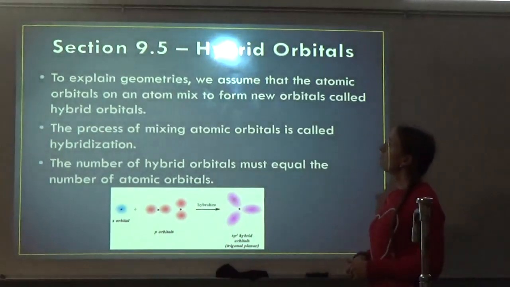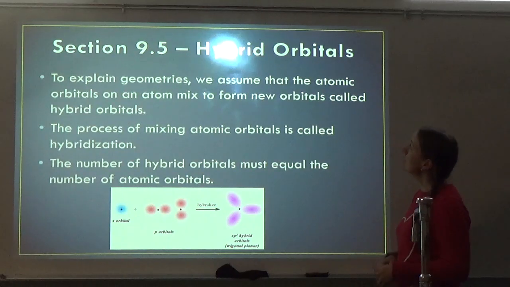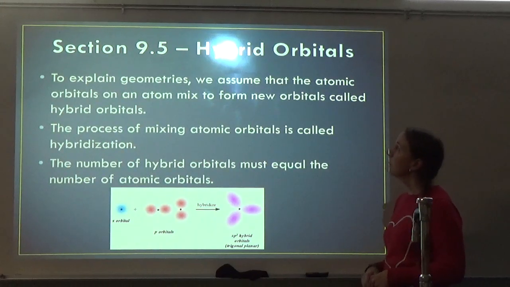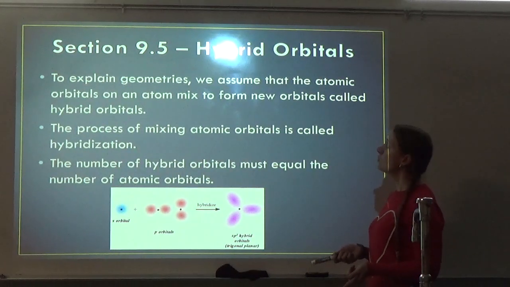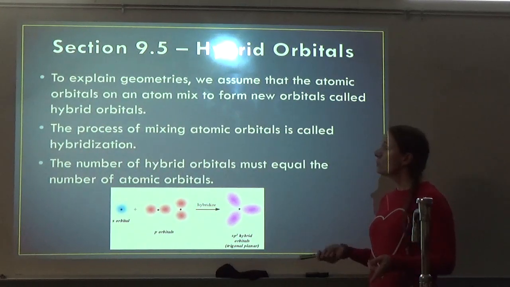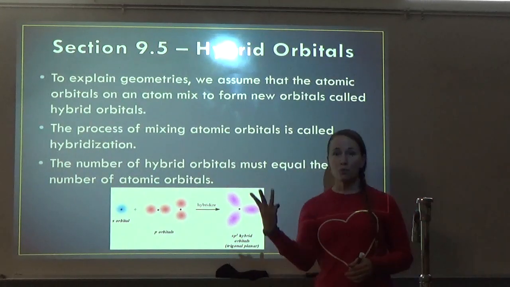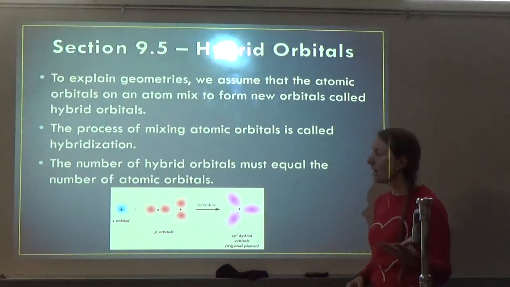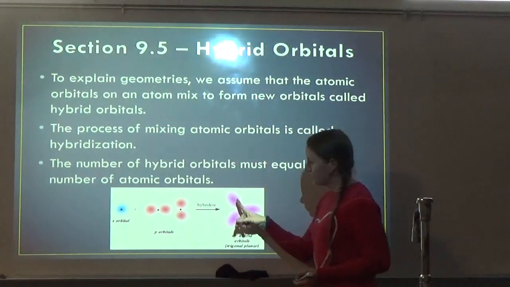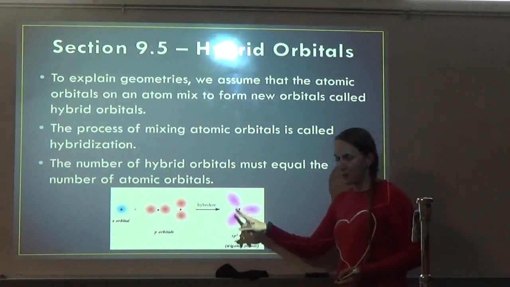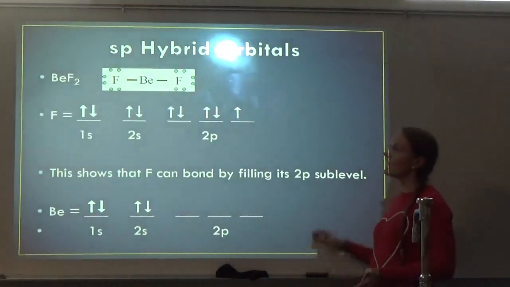So, section 9.5, hybrid orbitals. Let's get into this hybridization. To explain geometries, we assume that the atomic orbitals on an atom mix to form new orbitals called hybrid orbitals. The process of mixing atomic orbitals is called hybridization. The number of hybrid orbitals must equal the number of atomic orbitals. So if I start with 3 atomic orbitals, I must get 3 hybrid orbitals. So here I have 1 s and 2 p orbitals. So notice I have 3 hybridized orbitals. I can't start with 3 and end with 4, or start with 3 and end with 2. I always have to have the same amount.